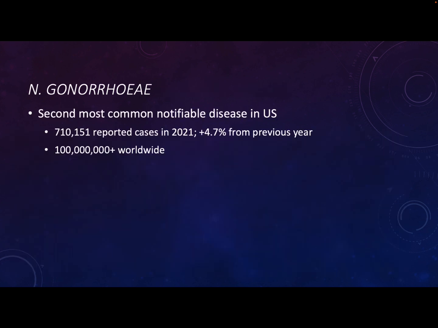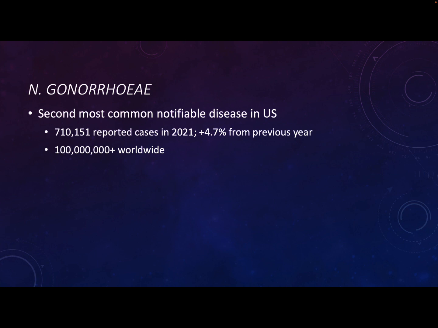Gonorrhea is the second most common notifiable disease in the United States. Chlamydia is first. So the sexually transmitted infections tend to be pretty common. These are the most recent data that the CDC has published. 710,000 reported cases in 2021. That is an increase from 2020. And you might think, well, now people are getting outside because COVID was, well, 2020 had higher numbers than 2019. So COVID didn't really stop people. It didn't stop gonorrhea anyway.